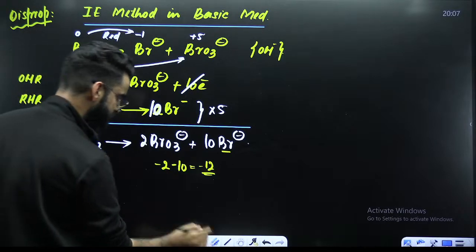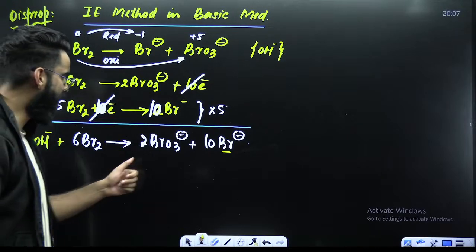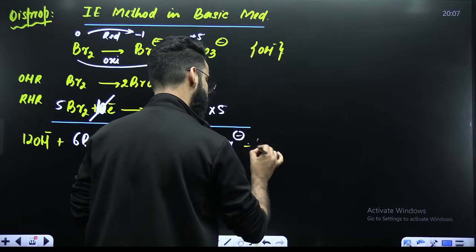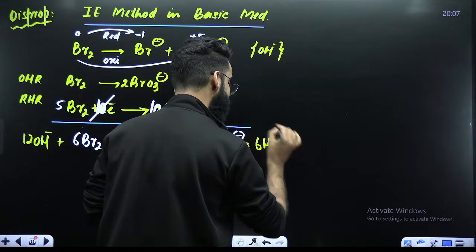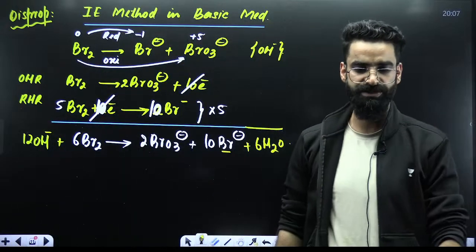Now, it is the time for oxygen. How many oxygen here? 12. How many oxygen on the other side? 3 twos are 6. So this side is oxygen deficient. How many oxygen deficiencies? 6 oxygen deficiencies. 6 oxygen deficient means 6 water molecules. Now the reaction is balanced. It's a balanced chemical equation now.